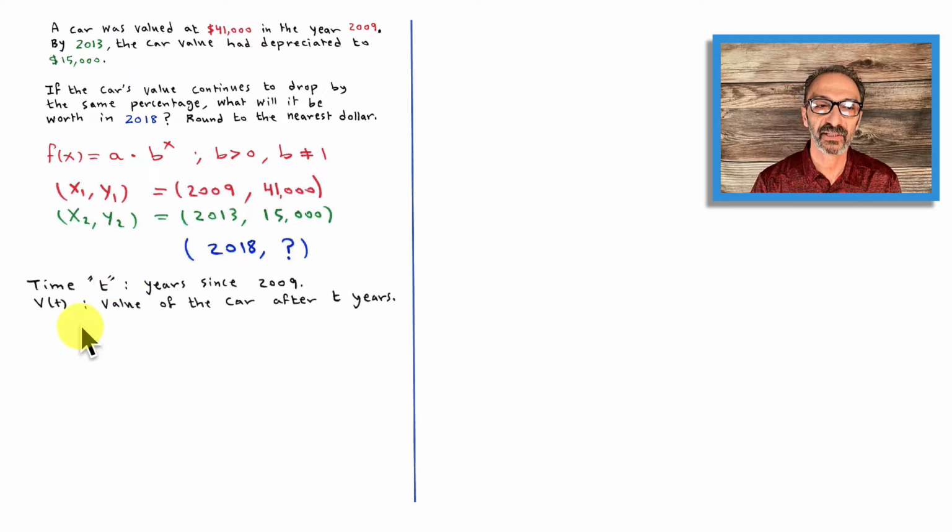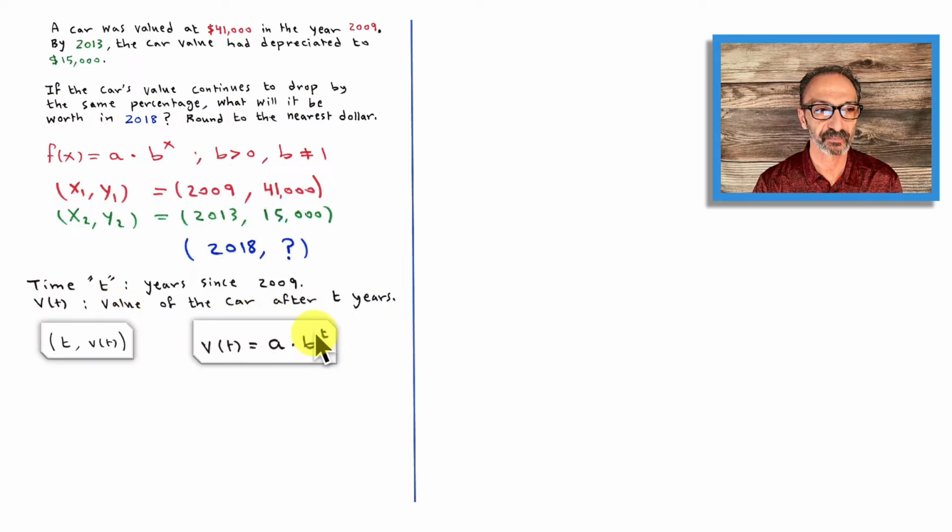Time will be t, years since 2009. That's the starting time. V of t will be the value of the car after t years. So we have t, v of t, where v of t equals a times b to the power t. Now, this right here is not the practical way to use. So for 2009, we're going to use 0, because when we start, we are counting time, and time is 0. In 2010, 1 year passed, so we are going to use t equals 1 for 2010, and so on.